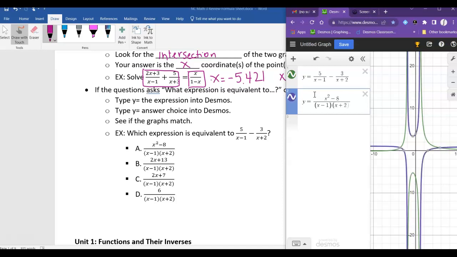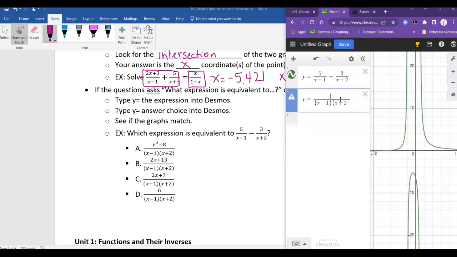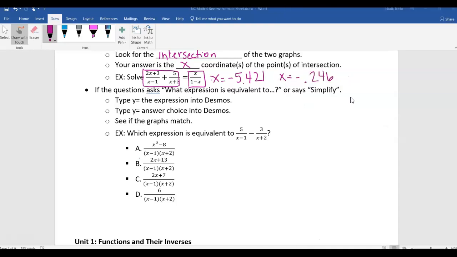You can see those two are not the same graph, so that is not the answer. We're going to try B, which has the same denominator, but we got 2x plus 13 there, and you can see that is the exact same graph. So if I had time, I'd probably want to go through and check those others, but I don't want this video to be 2 hours long, so I'm going to keep moving. B would be your answer there.